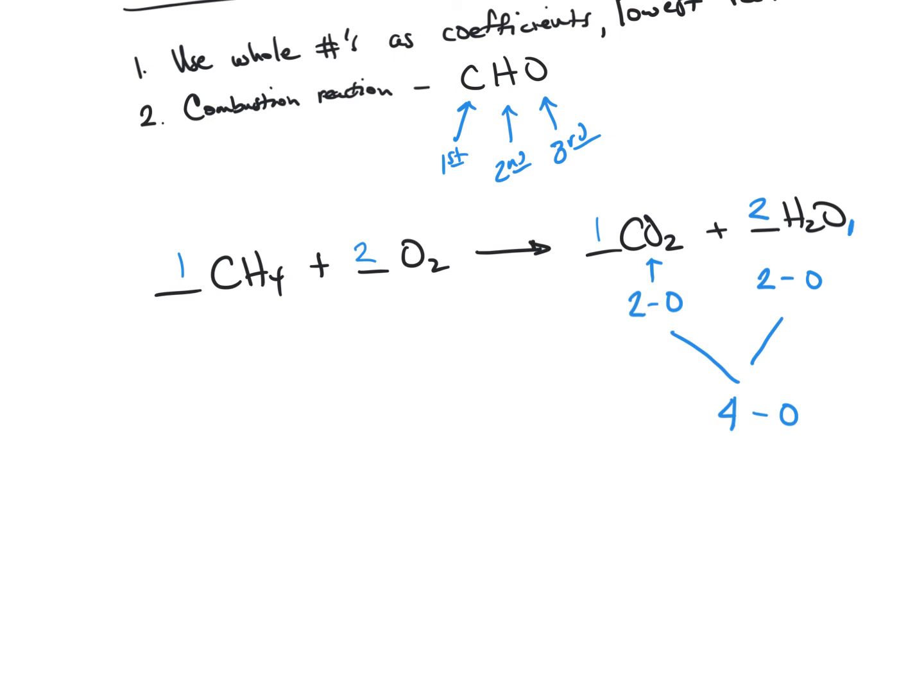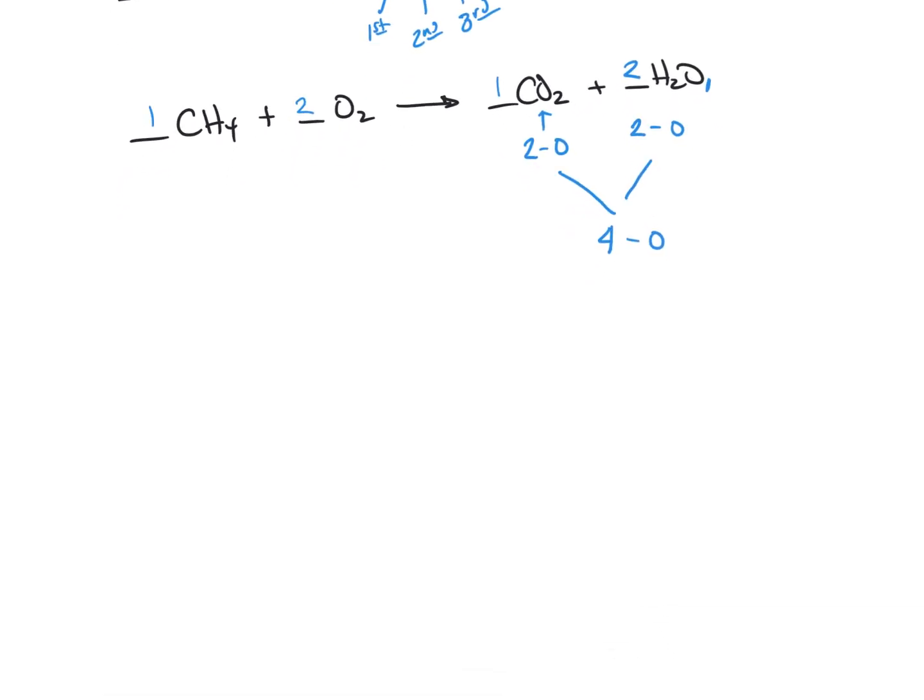So really, our coefficients for this balanced equation are 1, 2, 1, 2. And that is how we balance a combustion reaction using the rule of Cho, using whole numbers and the lowest whole number ratio. I'm going to do a couple more.